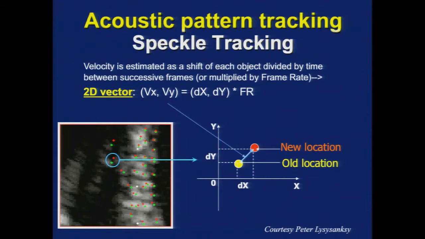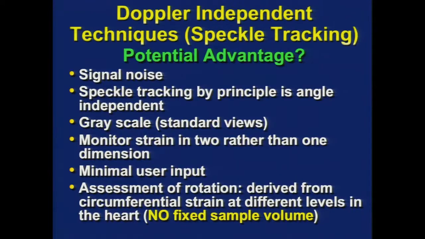And the principle behind feature or speckle tracking is that the machine identifies a unique acoustic fingerprint of the myocardium, and it tracks those speckle elements frame by frame. And so this permits the assessment of strain truly in the axis of motion as opposed to the axis of the ultrasound beam. So the advantage of feature or speckle tracking over Doppler is it tends to be less noisy.